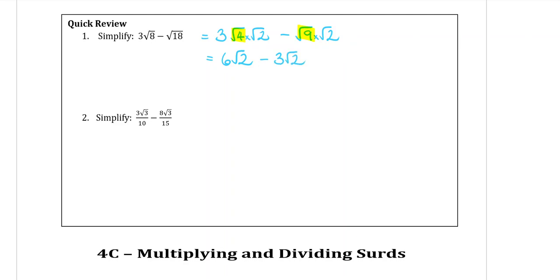Now they have become like surds. They are both square root of 2 terms. So we collect the numbers in front. 6 take away 3 is 3 root 2.